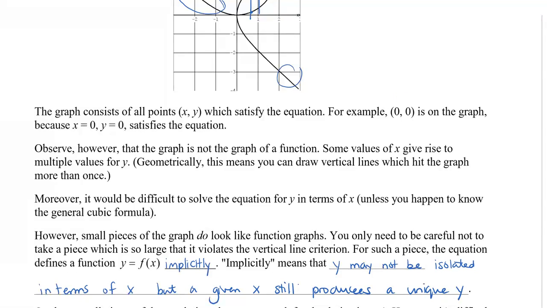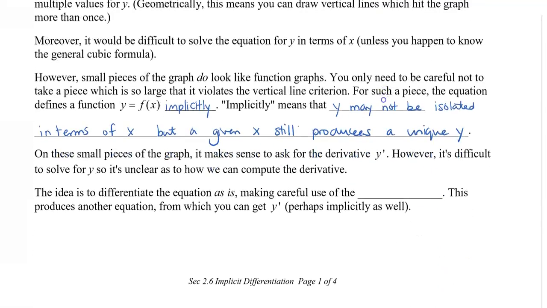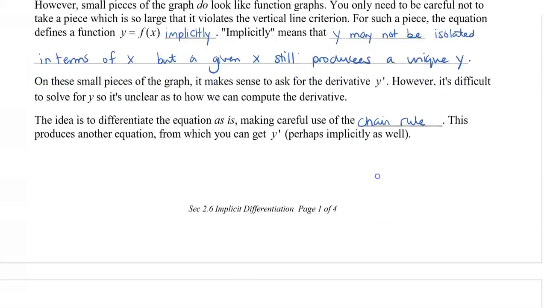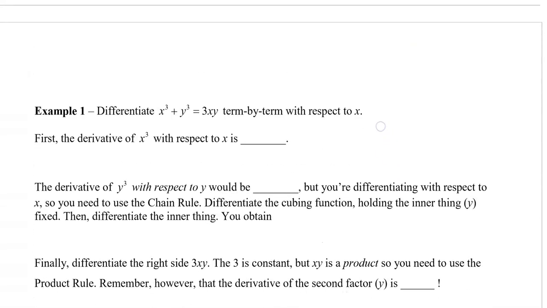Okay. Now, the idea is to differentiate the equation as it is, so we can't isolate the y, but we need to use the chain rule to do this as well. When you differentiate, this might produce another equation from which you can get y prime, but it might still be expressed implicitly. So let's take a look at differentiating the Folium of Descartes. I will show you how to do this term by term with respect to x. We're first going to take the derivative of x cubed with respect to x, so that part is quite simple, it's the same as what we've done before.